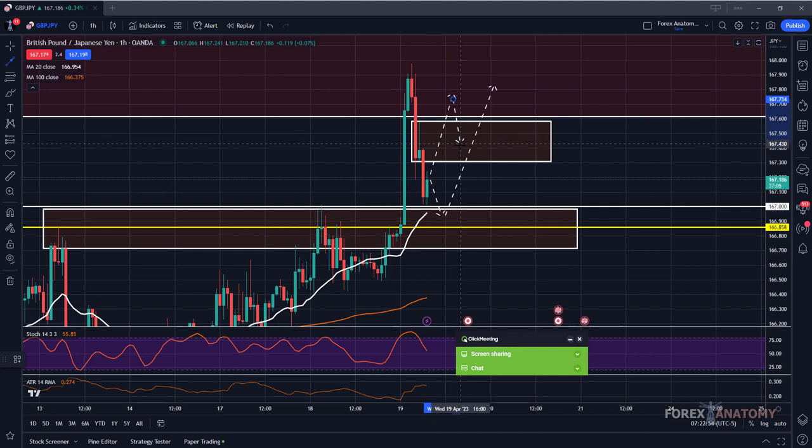Retest this area and then look for another buy, and then just trade it up like that. So yeah, this is the pound yen. This is what we're looking for on this particular pair. We'll see what happens, but we're looking to buy. We're looking to go long. That's our bias. It's obvious on multiple time frames.